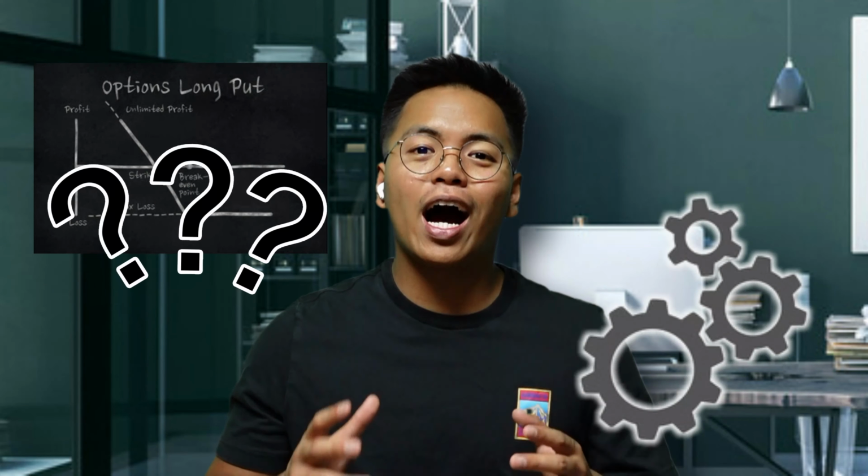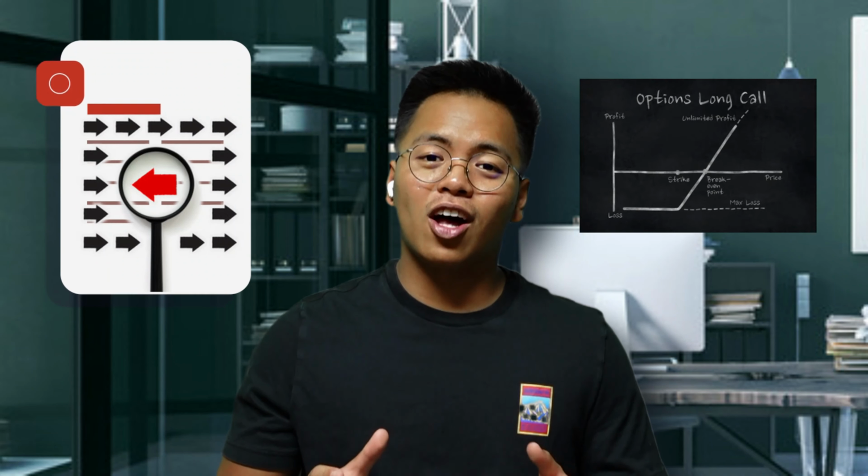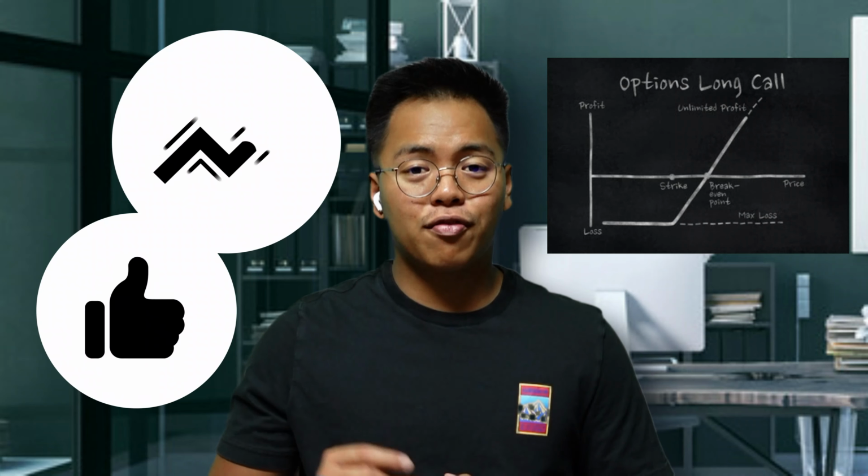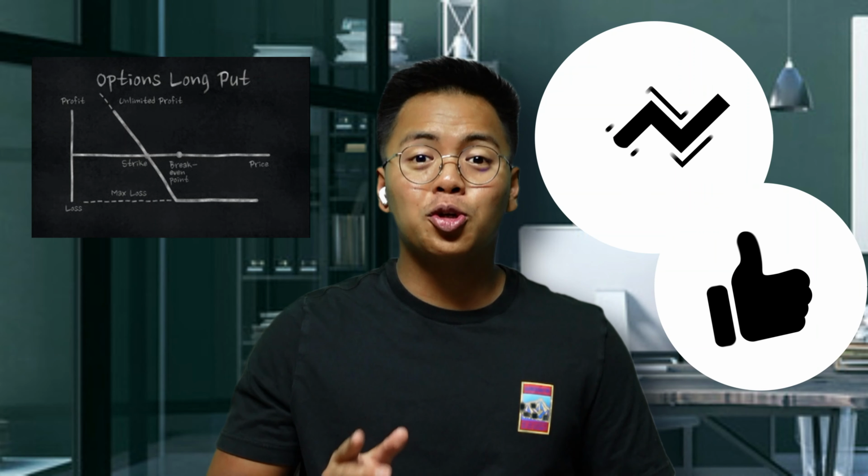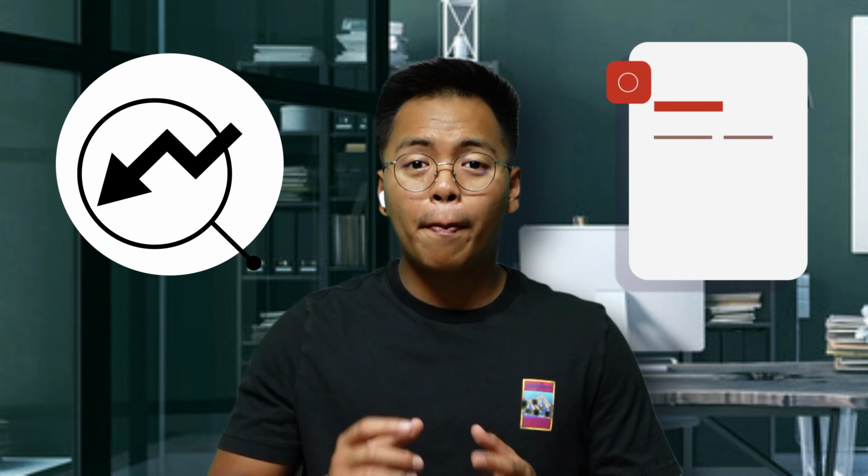Today we will be covering the opposite of the long call, which is the long put. We will talk about what a long put is and how it works. This option contract is the opposite of a long call. While the long call is beneficial during an uptrend, a long put can benefit during a downtrend. This means you have to look for a bearish pattern in order to buy a put.